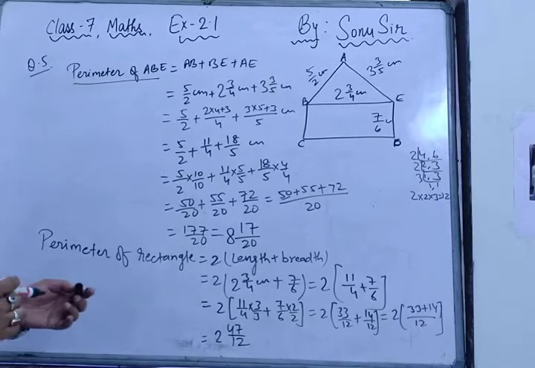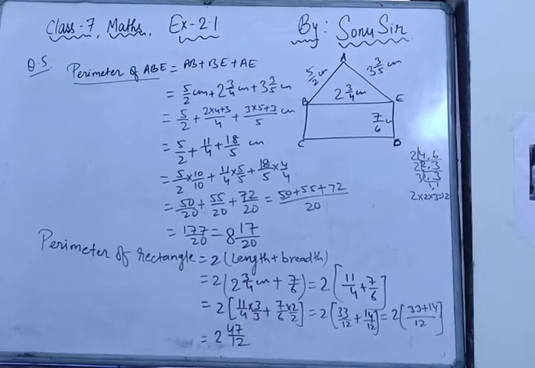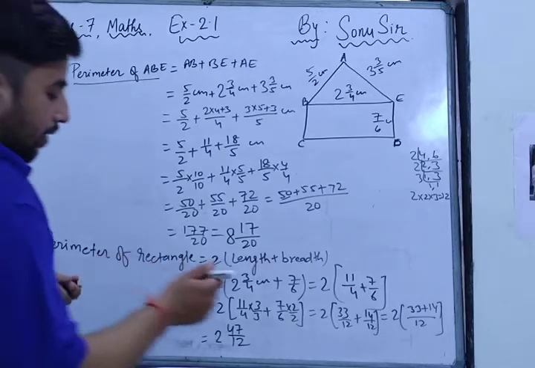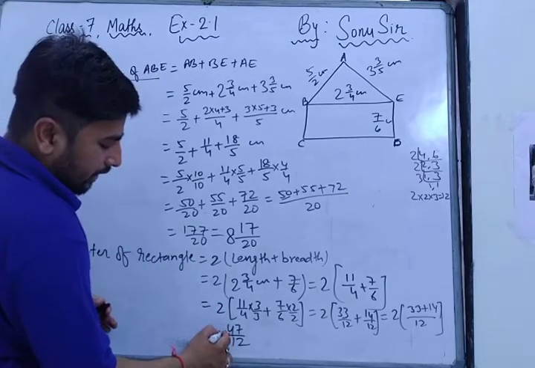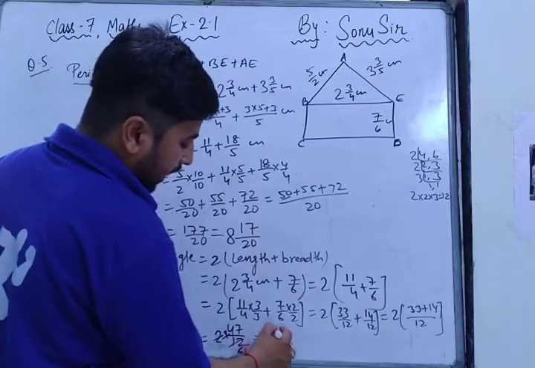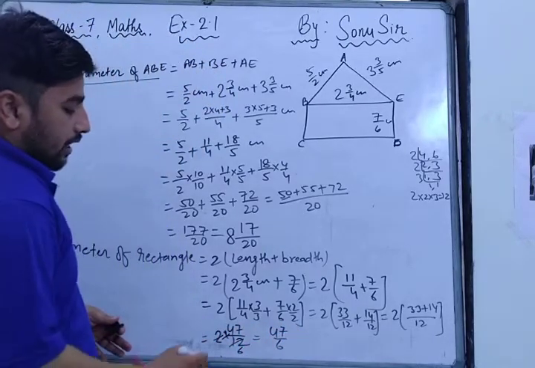Now you can see which one is greater. As you have seen, we have found both perimeters. We have found the perimeter of the triangle and the perimeter of the rectangle. Now you have to compare. How will you compare? The first one was 177 by 20, and the second one, what is the perimeter of the rectangle? You can see I have written there. The perimeter of the rectangle is 47, so 47 upon 6 you can write. Here 2 into, so 2 sixes are 12, right? So 47 upon 6.